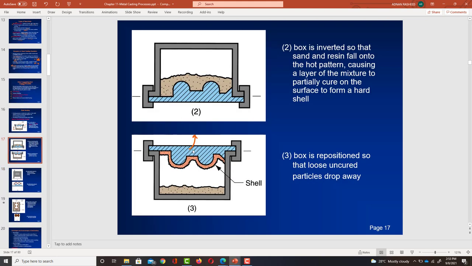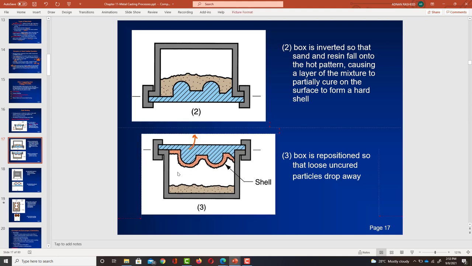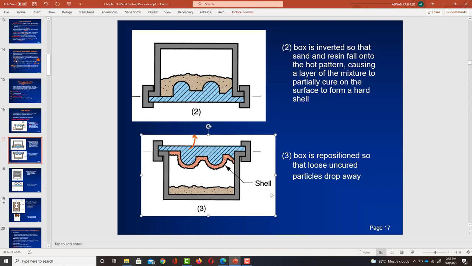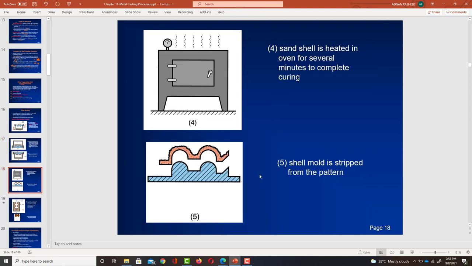Okay, so before that you have to also heat it in an oven so that it becomes of more strength, iski strength badh jaye, theek hai na. So after baking in the oven, you can remove the pattern plate, so it will give you a mold shell like this. This is known as shell mold.